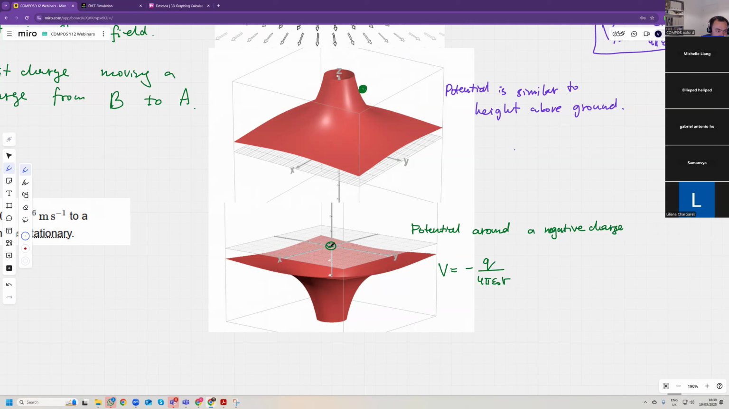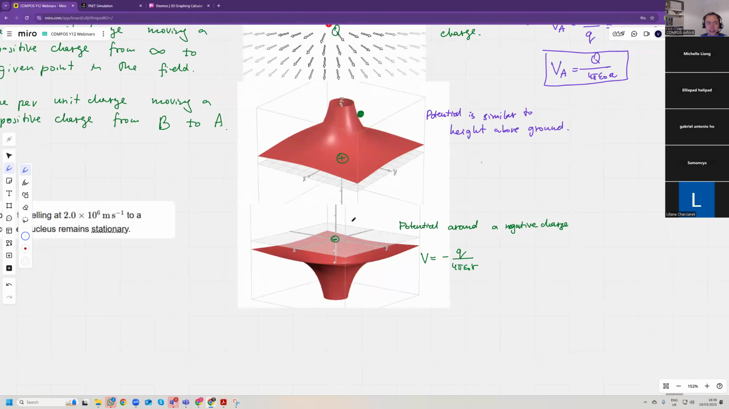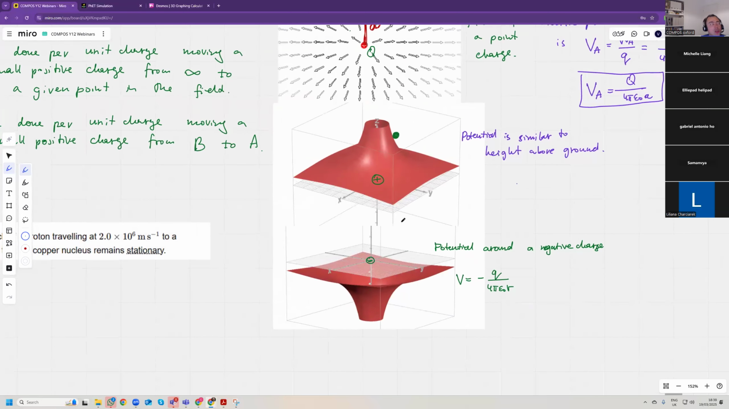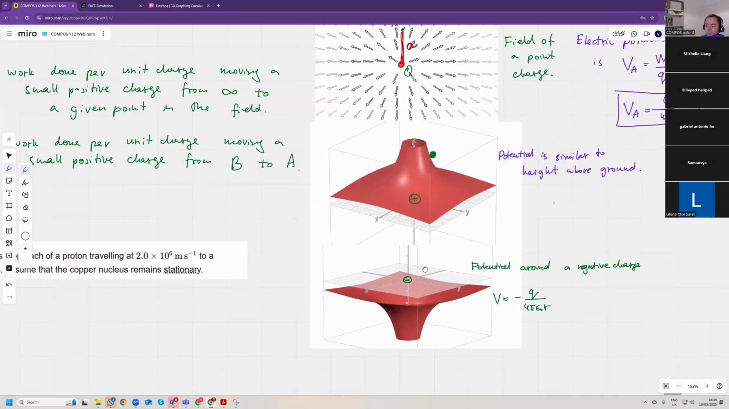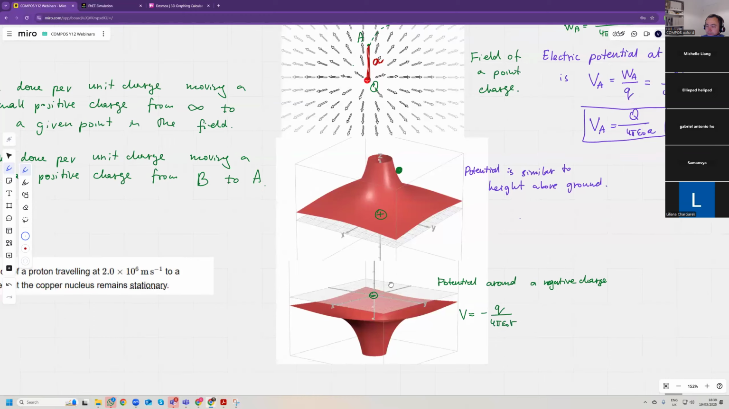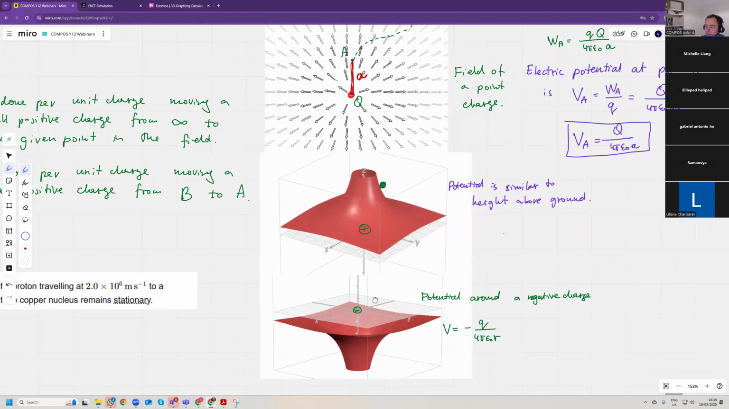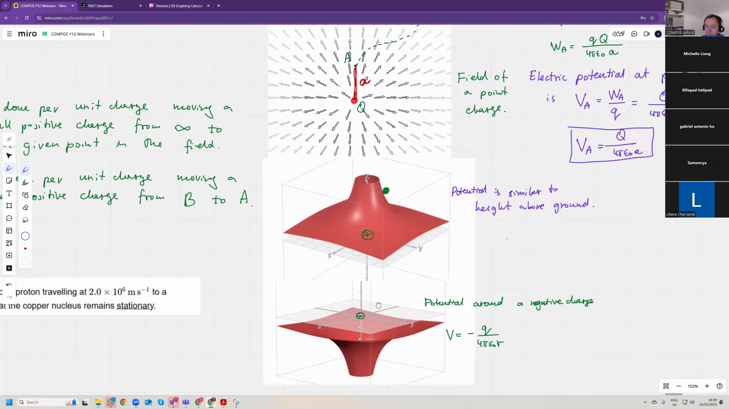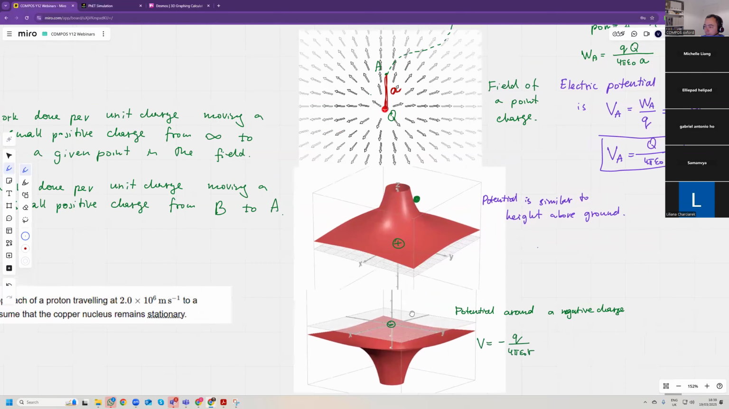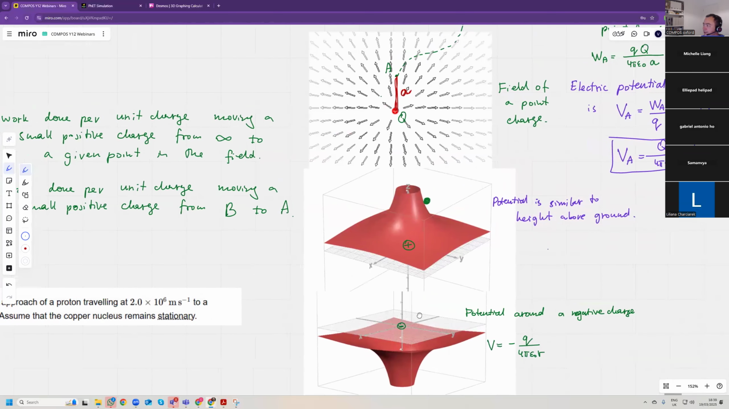So this means a negative charge in the center, and there's a positive charge in the center. Does that make sense? Does that help you understand? Do you think you have a sort of intuitive understanding of potential now? Yes? No? Okay.